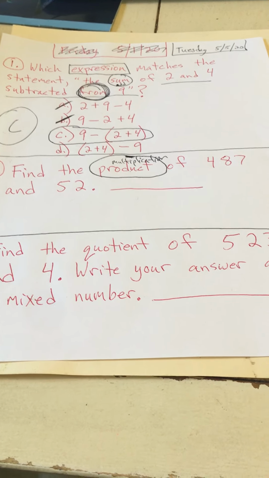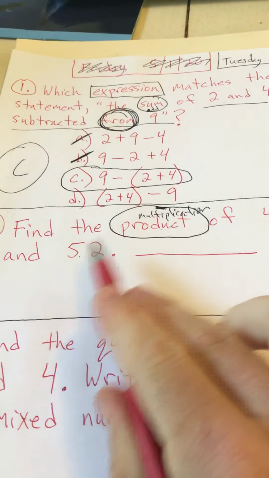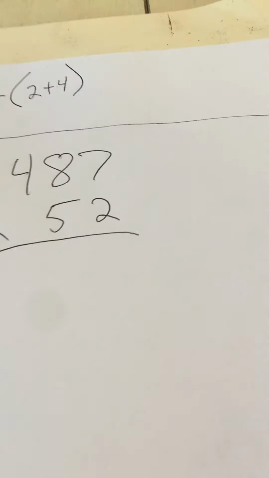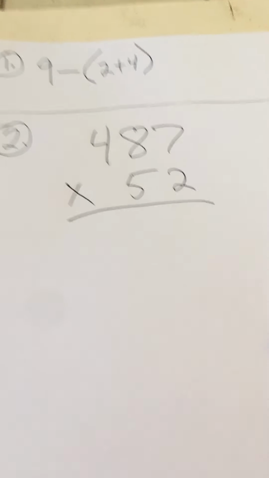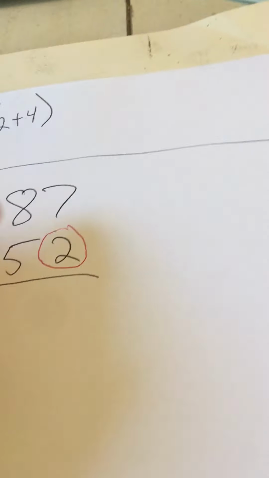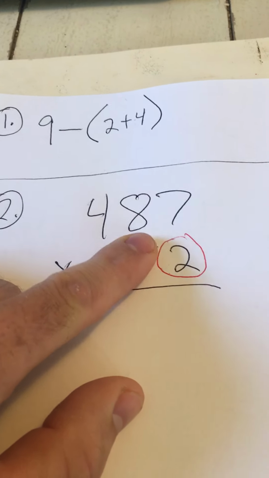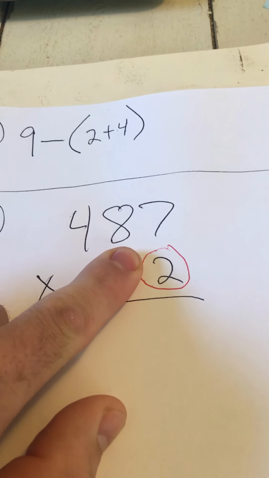So we're finding the product of 487, and we're multiplying to find the product, and 52. So I'm just going to double check to make sure I have the right numbers. 487 multiplied times 52, and we got the same ones here. Okay, so we're going to start in the ones place in the bottom right-hand corner. And right now we're going to ignore the 50. We're just doing 487 times 2. We're going to ignore that 5 for a little bit. We're just going to multiply the 2 times all of these digits.